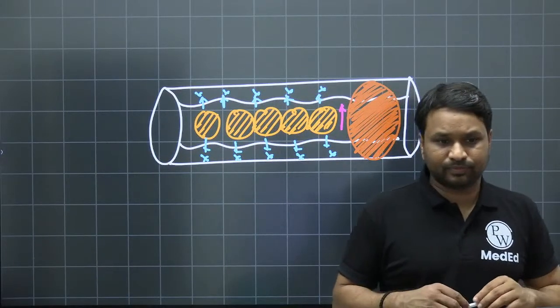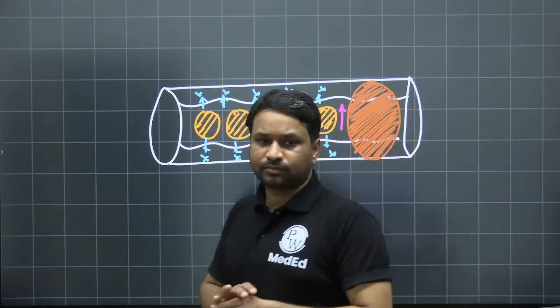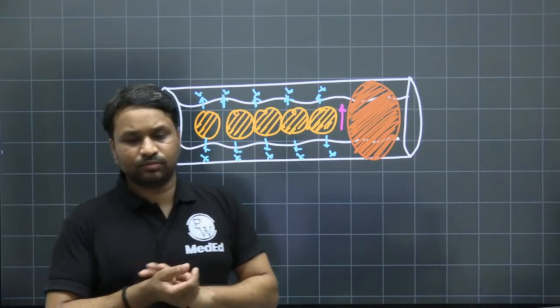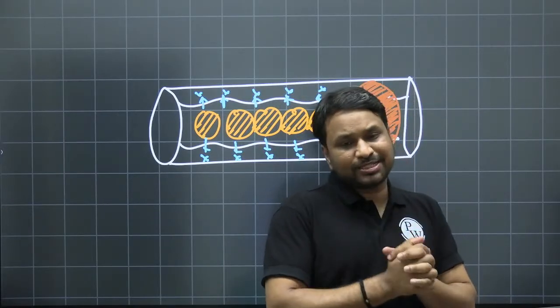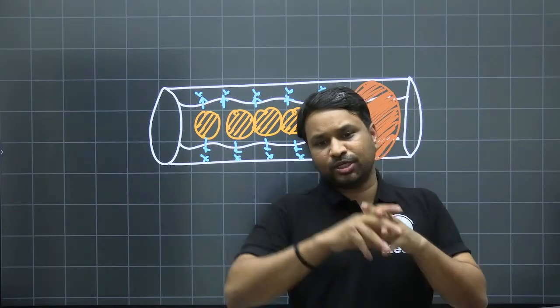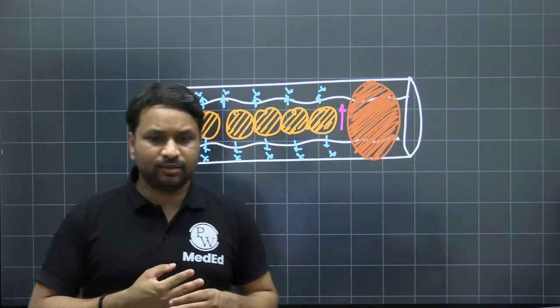Clear? Got it? So congestion, diminished blood supply, hypoxia, inflammation, perforation. Sorted.